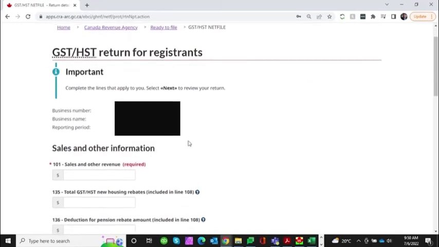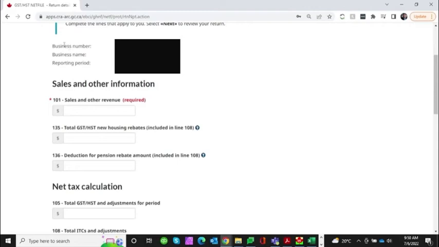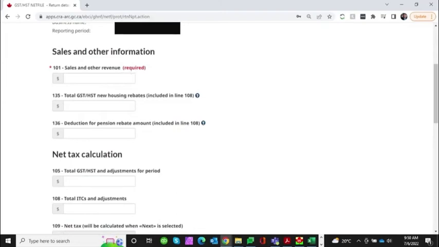So this is the screen again. At the top of the screen, now you know your business number, your business name. If you're self-employed and you don't have a business name, this will be issued on your personal name and the reporting period for which period you are filing this HST return. Now I'm going to put the numbers in.